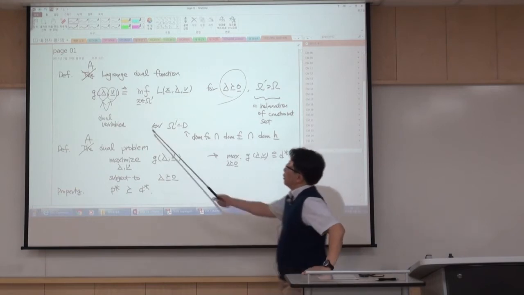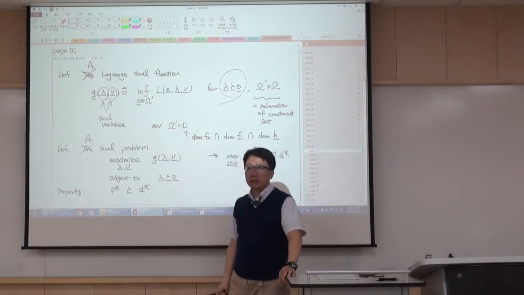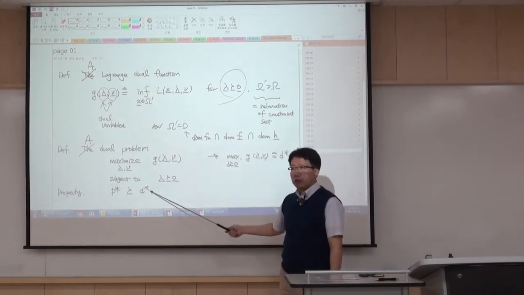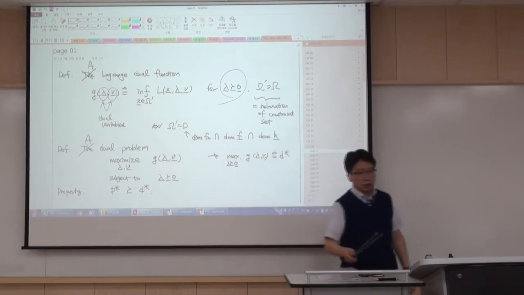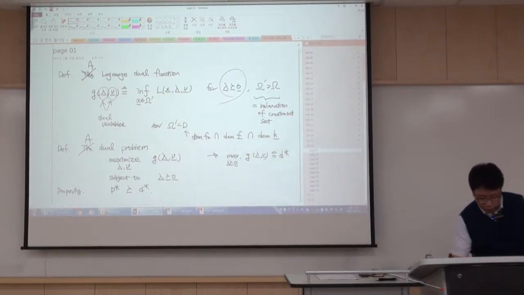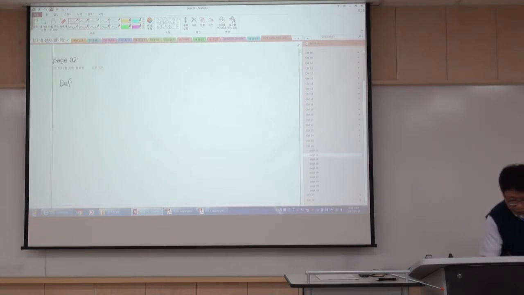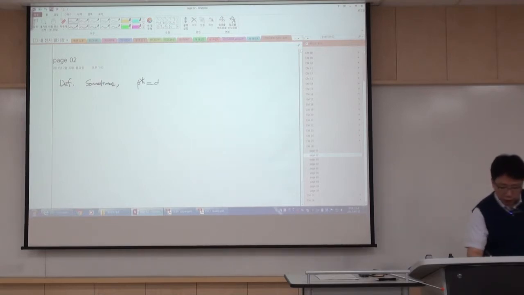Whatever dual function you choose, that was the result. So this always holds. And this is called the weak duality. By the way, sometimes P star equals D star. In that case, we say that the strong duality holds.